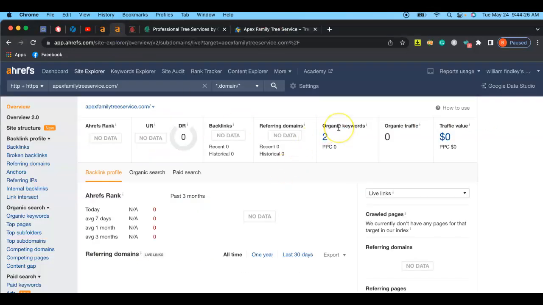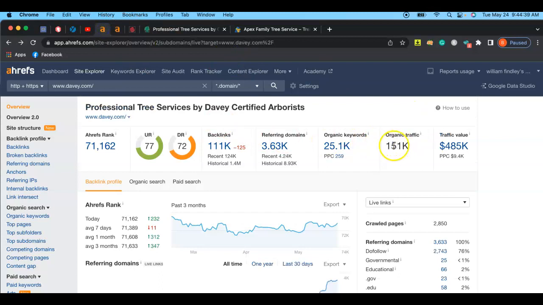So again, just a good overview: here's the organic. You guys have two organic keywords. You have referring domains and you have backlinks. And all those things contribute to organic traffic and the value of that traffic. So you can see here your competitor has 151,000 people every single month who are looking for their services, and that's the estimated value that that's worth.